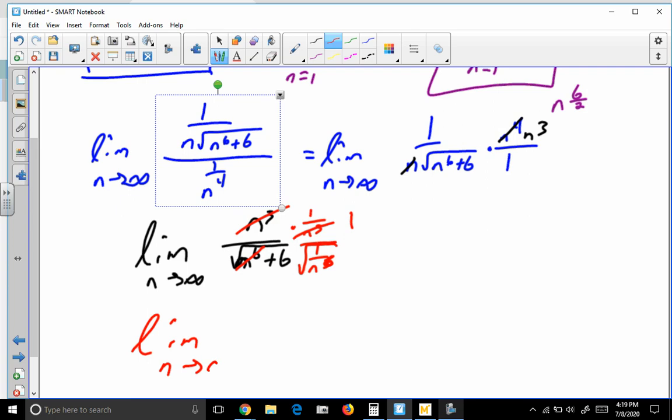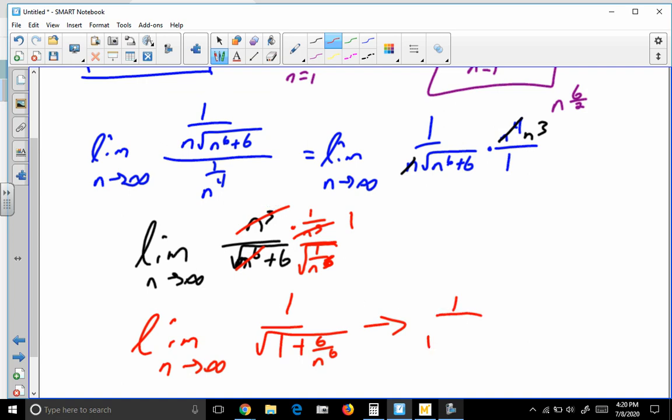So that gives us the limit as n goes to infinity, 1 on top. Under the radical, we said this and that cancel, leaving us 1. When we do this times that, we get 6 over n to the 6th. So now, if we let n go to infinity, the limit of that's a constant, the limit of that's a constant, and as n goes to infinity, that goes to 0, so we end up with 1.